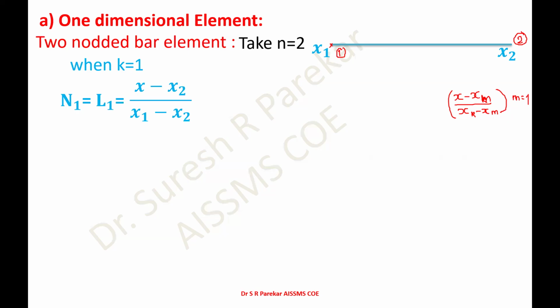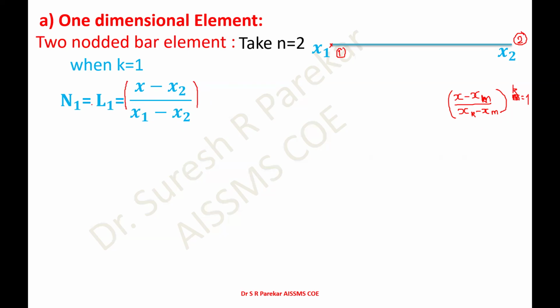So we have k equal to 1, not m, sorry. So we cannot put m equal to 1, and therefore we have x minus x2, and below we have xk minus xm, and therefore x1 minus x2. Now this is the general formula to find the shape function at node 1.